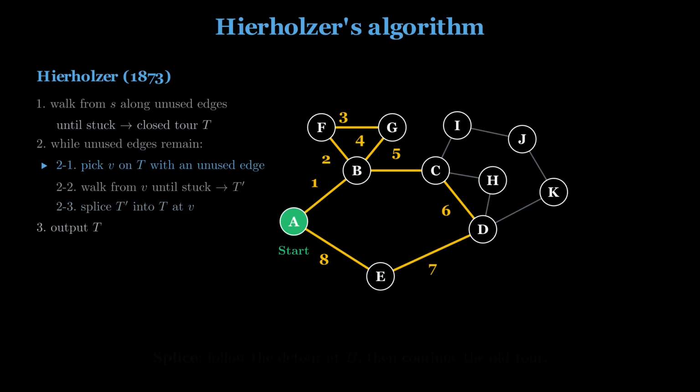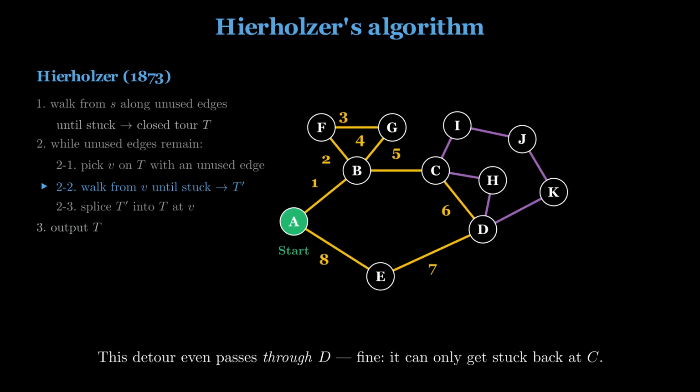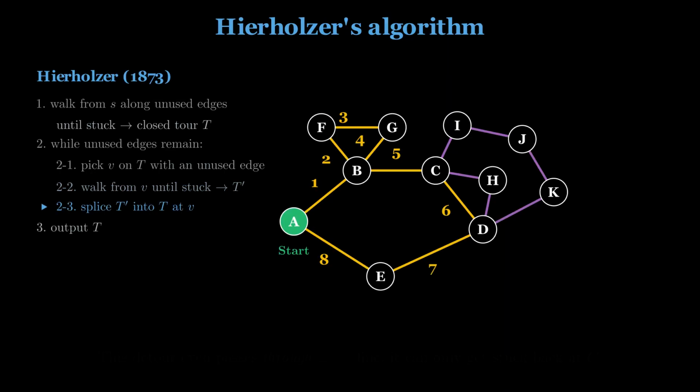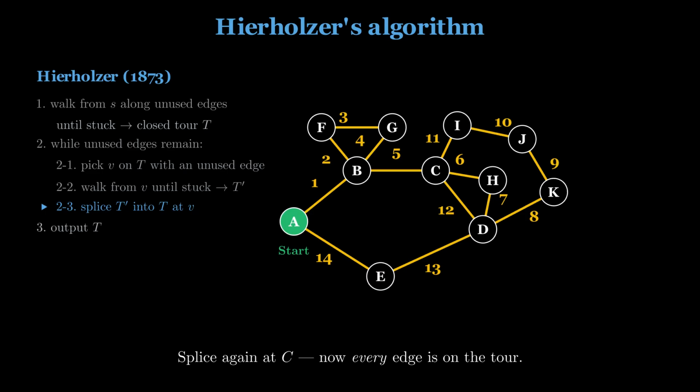6 edges remain, and this time C offers a detour. Notice that this detour even passes through D, a vertex already on the tour. That is perfectly fine. A detour can only get stuck back at its own starting point, C. Splice once more at C, and now every edge is on the tour. Here is the finished Euler circuit. 14 edges, each used exactly once.